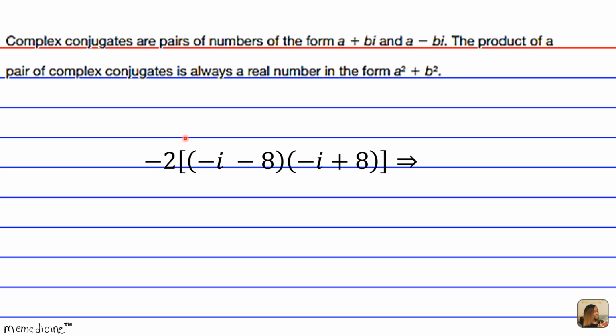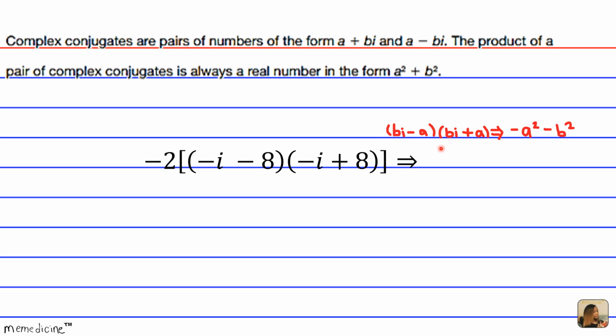Now, if we disregard this -2 multiplier for a second and just look at this, we can see that this is a slight variation on complex conjugates. Instead of the form a plus bi and a minus bi, we have the form bi minus a, where our b is -1, and bi plus a, again, where our b is -1, okay?